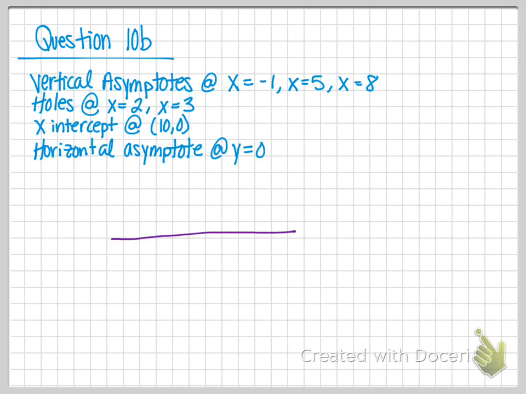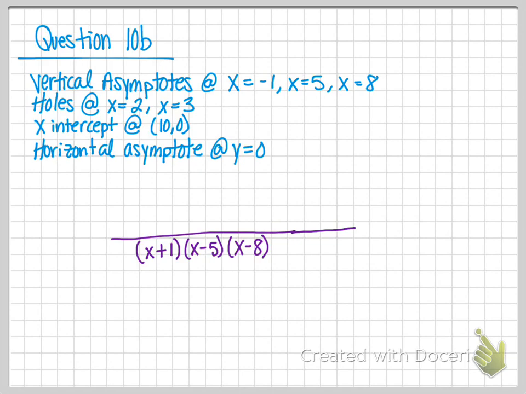When I'm writing all of these, I will be writing them in factored form. Vertical asymptotes are in the denominator. That's where the denominator equals 0. So in the denominator, for x equaling -1, that's going to be the factor x plus 1. x equals 5 will be x minus 5, and x equals 8 will be x minus 8. That's where the denominator equals 0, for those vertical asymptotes.